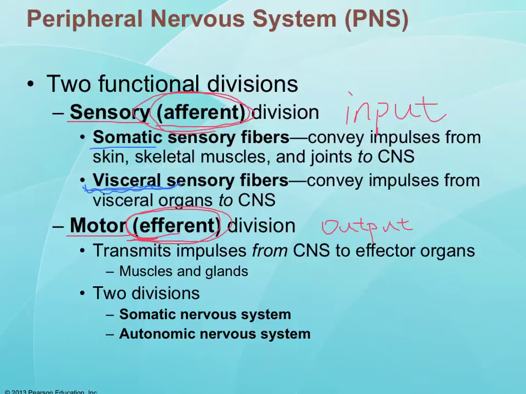And the motor division can be separated into somatic and autonomic. We don't call it visceral; those are the autonomic. In fact, somatic is voluntary control, and autonomic is involuntary control, because the motor division is control and output.